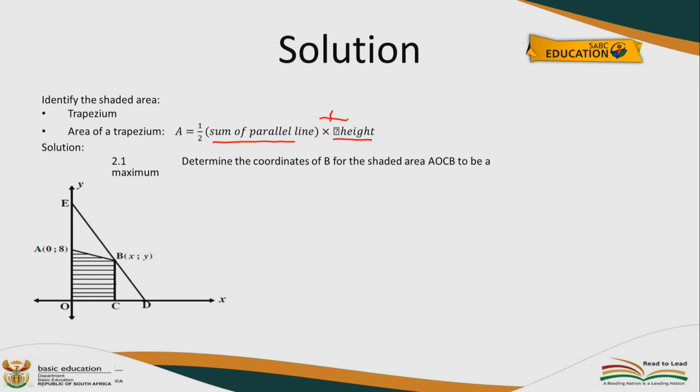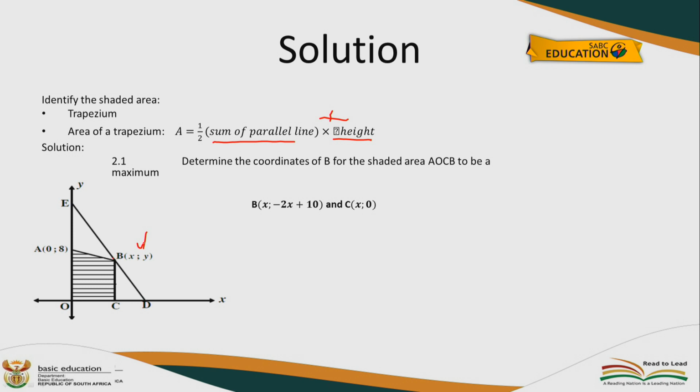Now this point B is given as x, y, but in the question we're told that y, which is ED, is equal to negative 2x plus 10. So everywhere at this point, y is given by negative 2x plus 10. So it basically means that you can replace that y with negative 2x plus 10.